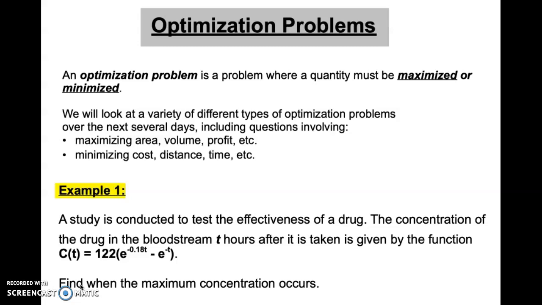So today we'll be looking at optimization problems. An optimization problem is when you have to maximize or minimize a quantity. We'll see a bunch of them over the next couple days. Things like maximizing area, volume, profit, minimizing cost, distance, time. It's the question that will determine whether you're maximizing or minimizing, but in fact, the steps are always going to be the same.